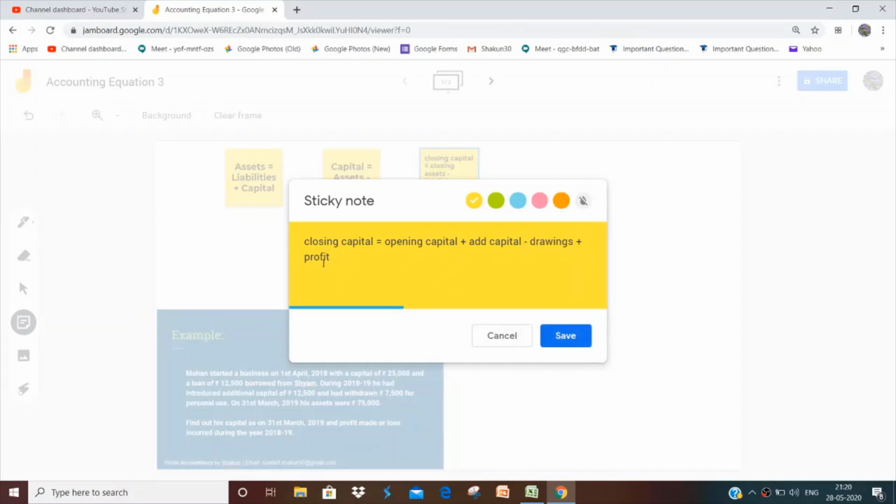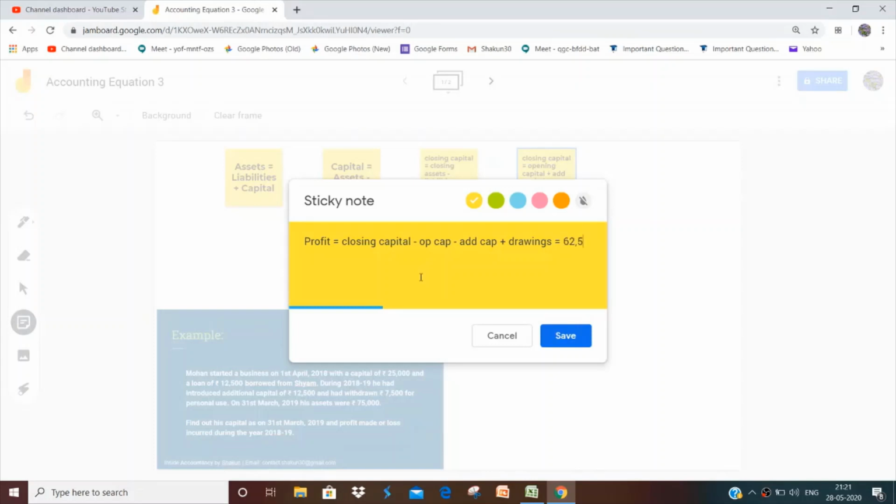From this formula we can derive the formula for calculating profit. So what will be the formula for calculating profit? Profit will be equal to the closing capital minus opening capital minus additional capital and add the drawings.